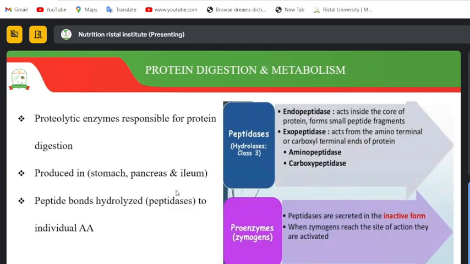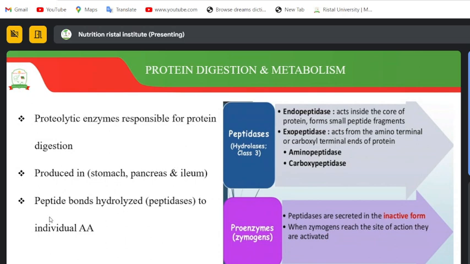To continue, we can get into the process of digestion. First, we need to understand that in the process of digestion, there is a need for proteolytic enzymes, which are responsible for the digestion of these proteins in your body. These are produced in the stomach. We will know which ones are produced from the stomach, which from the pancreas, and which from the ileum. Each of these sites has its own juice, like the gastric juice from the stomach and pancreatic juice from the pancreas.